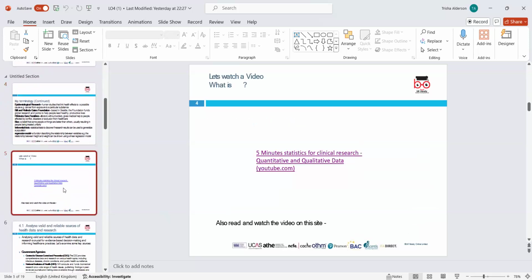The next slide, I put a video on there, and there are so many videos on YouTube that you could look at, looking at all different kinds of methodologies to do with research. They're quite long, so you do need to spend some time looking at these. I found a short one that just describes quantitative and qualitative data, but it's worth a watch and you can do that later.